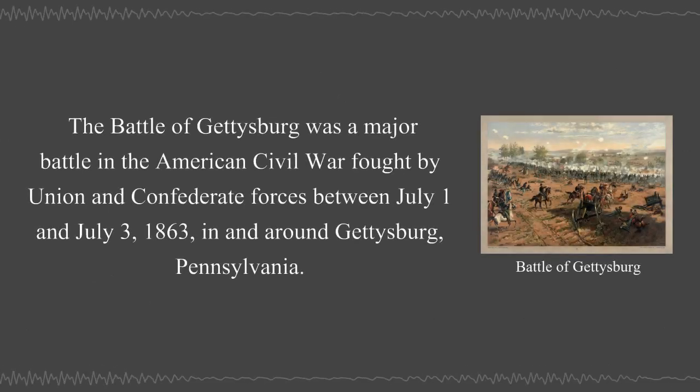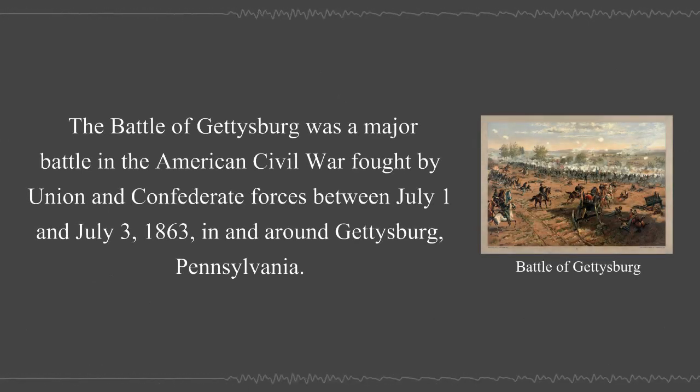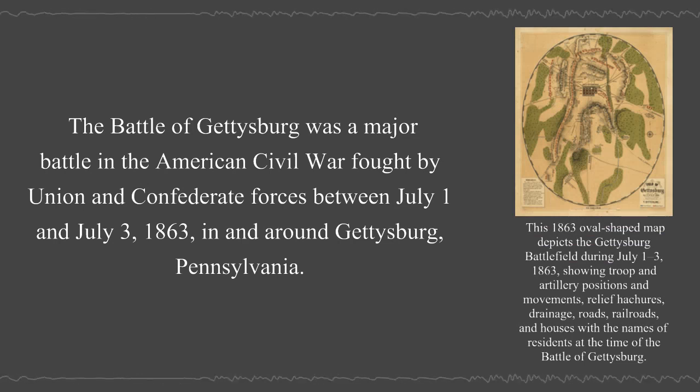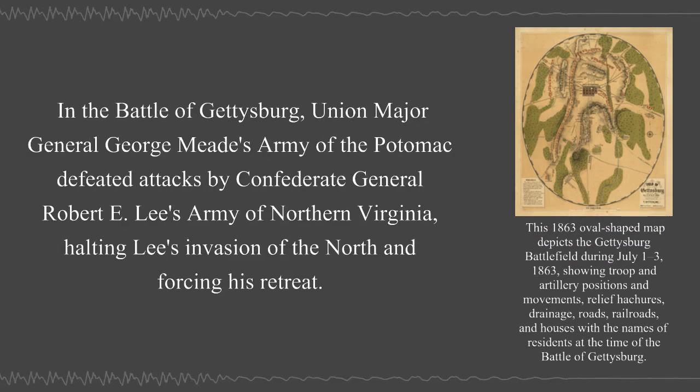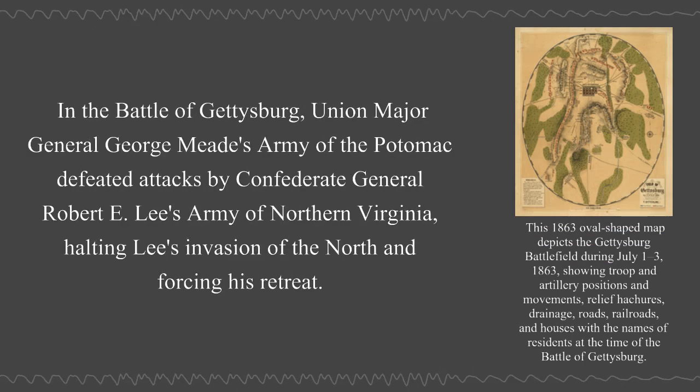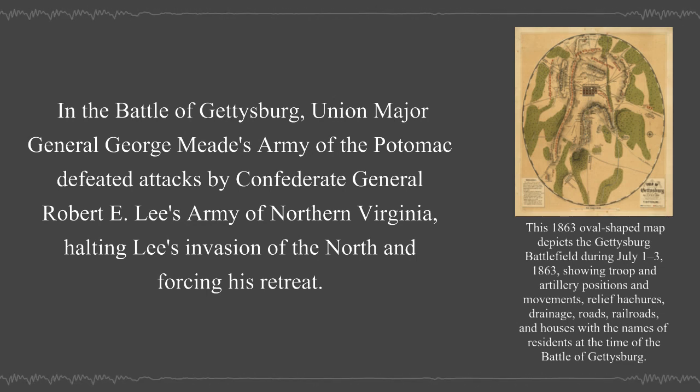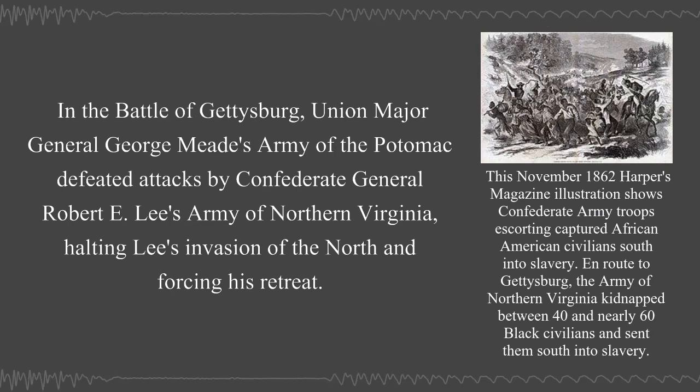The Battle of Gettysburg was a major battle in the American Civil War, fought by Union and Confederate forces between July 1 and July 3, 1863, in and around Gettysburg, Pennsylvania. In the Battle of Gettysburg, Union Major General George Meade's Army of the Potomac defeated attacks by Confederate General Robert E. Lee's Army of Northern Virginia, halting Lee's invasion of the North and forcing his retreat.